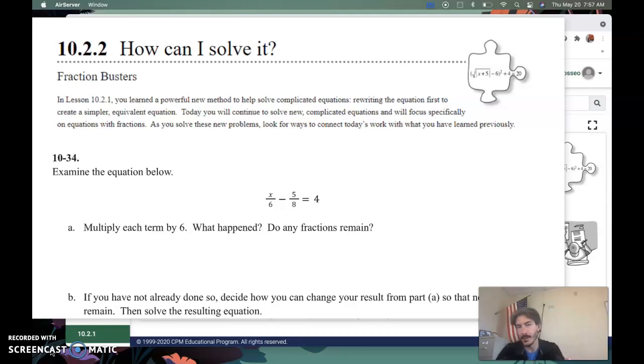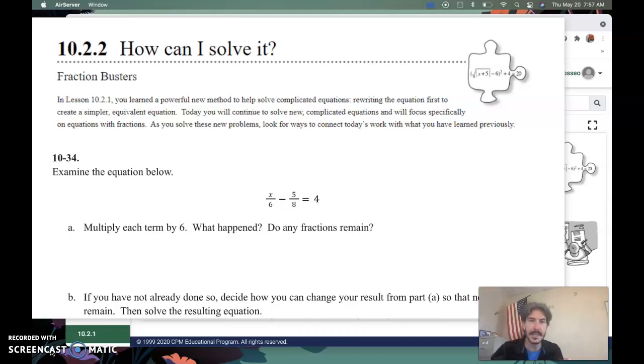Our CPM authors call this fraction busters, and if you like that name, great, but really what it means is when we're faced with an equation or an expression where we have a denominator, where we have a fraction, where we have a rational expression, we are going to try to make our lives easier by getting rid of that denominator. We're going to start with some modified notes here.